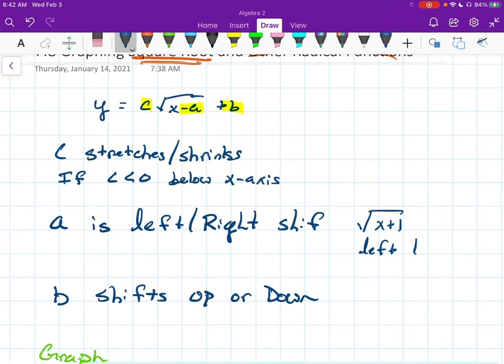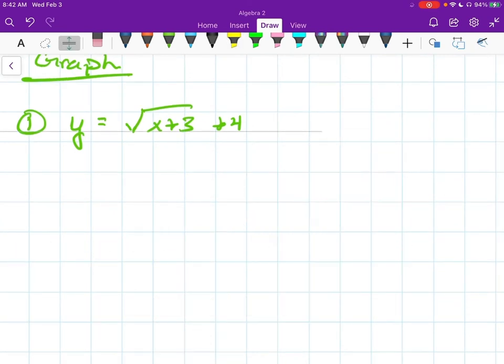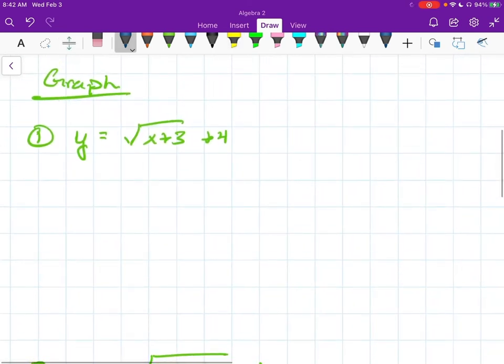Remember the root function is like the reflection of a parabola, right? So it kind of follows that A and B could give you your kind of vertex, right? It's like the vertex, but we wouldn't call it a vertex. Yeah. So let's look at graphing. So here we have number 1, root x plus 3, and then plus 4. So the x plus 3 gives me a left shift, so left 3. The plus 4 gives me an up 4.